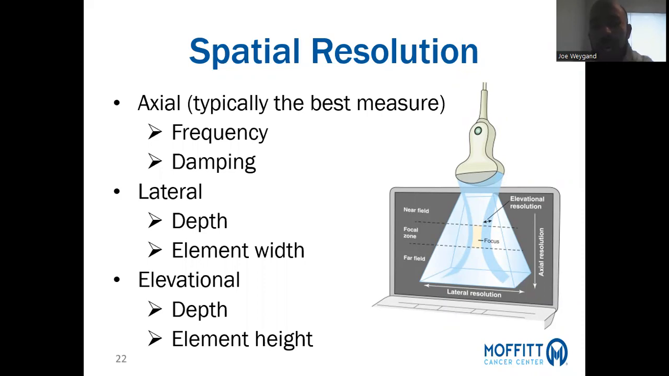The lateral and elevational resolution is dependent on depth, right? Remember, it's best at the focal zone. But the lateral resolution is mainly determined by element width, or if you're using an array, essentially the effective element width, which is the element width times the number of transducer elements that are simultaneously activated. And the elevational resolution is determined by the element height.